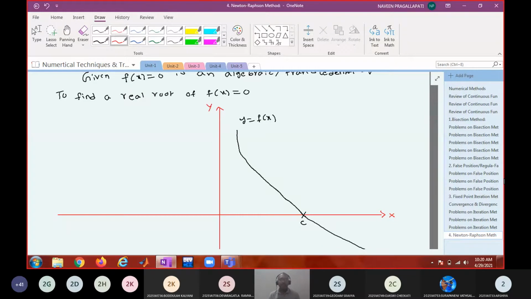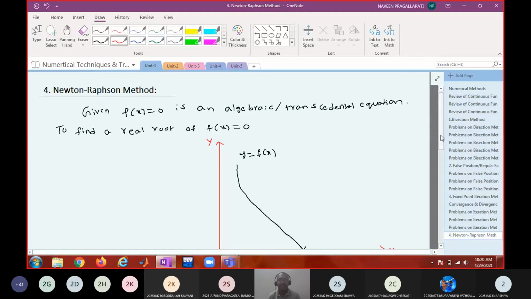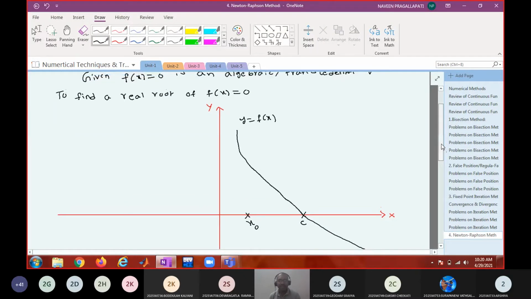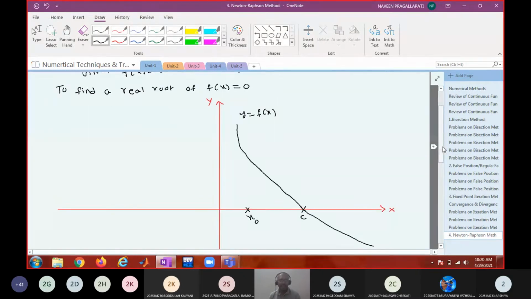Okay, so what you do, you start with some initial approximation which is sufficiently close to c. What is sufficiently close to c, I will tell you. So you start with some value which is nearer to c. Let us say x naught. Okay, so like the iteration method, the Newton-Raphson method also starts with some initial guess x naught.